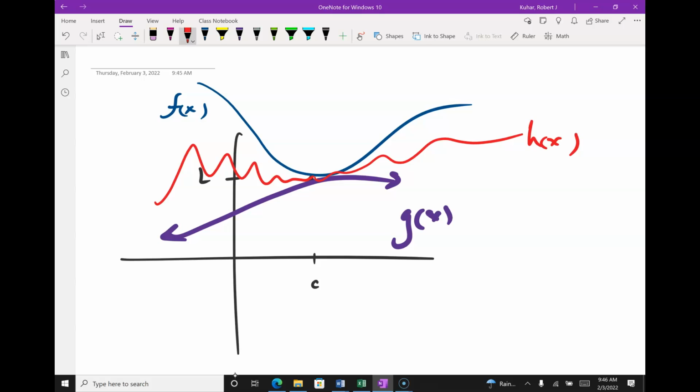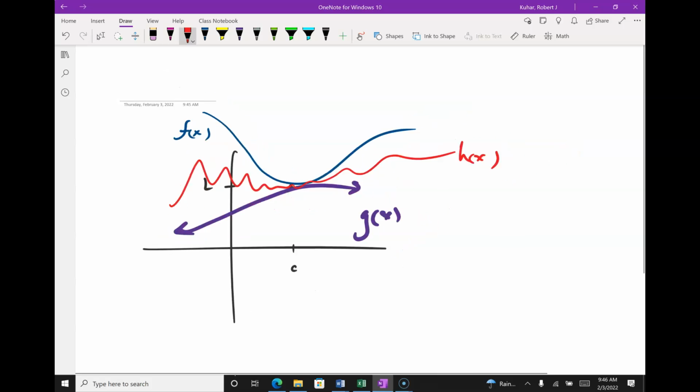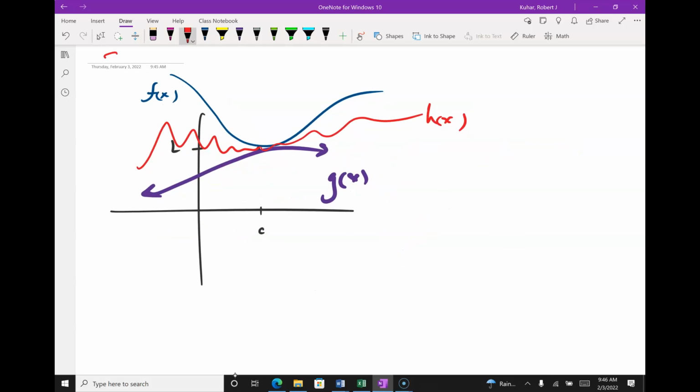Say again? Yeah, can I say it again? Yeah, I'm going to write it too. So this is my squeeze theorem.